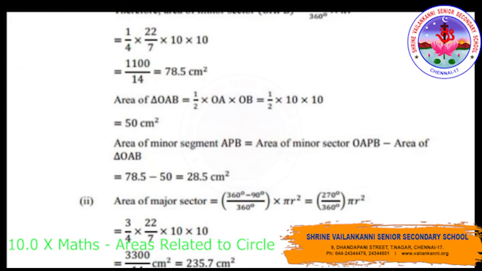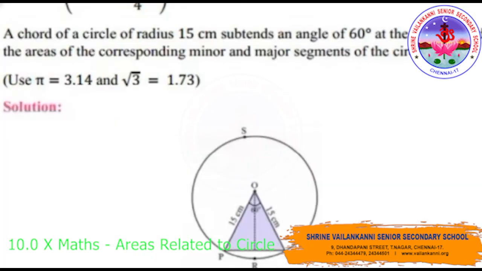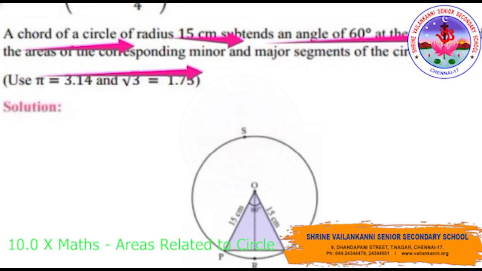Simplifying, I will be getting 235.7 centimeter square, which will be the area of the major sector. Sixth problem: A chord of a circle of radius 15 cm subtends an angle 60 degree at the center. Find the area of the corresponding minor and major segments of the circle.